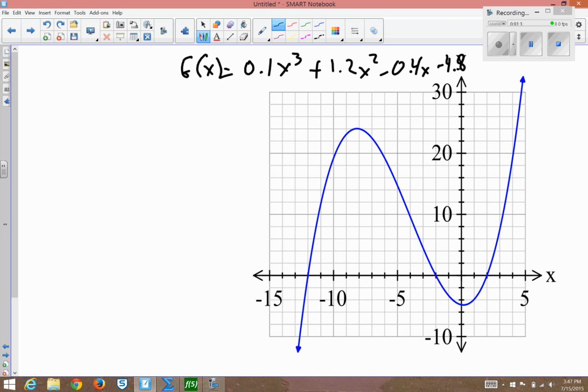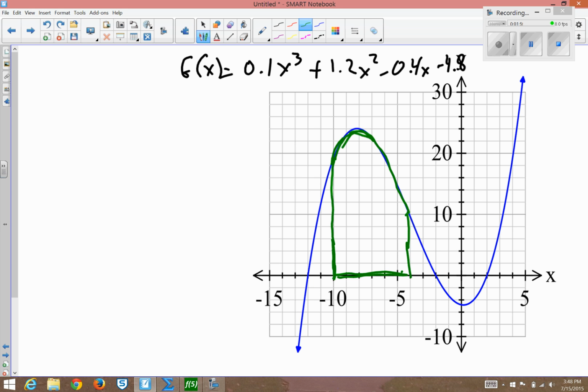So the question is to approximate the area under this blue curve in the interval from -10, which is here, up to -4. When they say the area under the graph, they really mean between the function and the x-axis. So just this part of the curve. We're looking for the area of this region that I outlined in green.